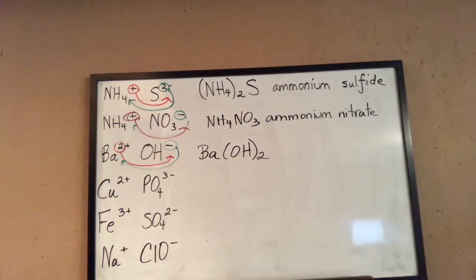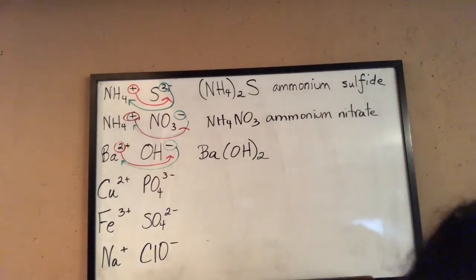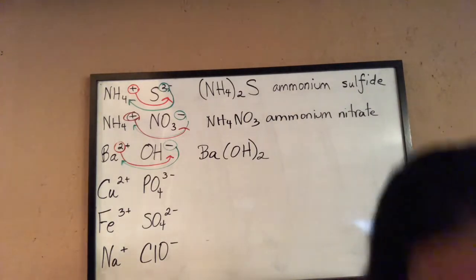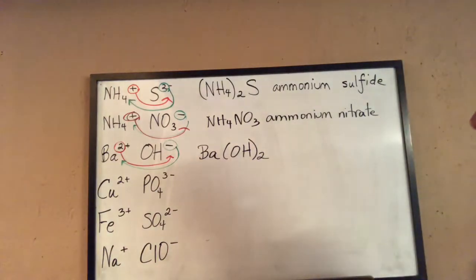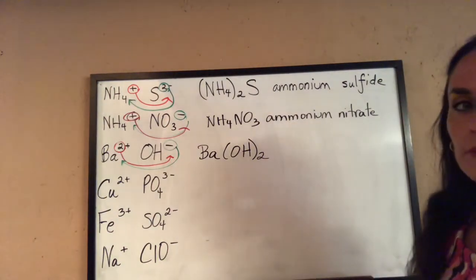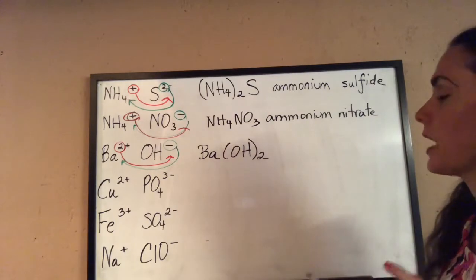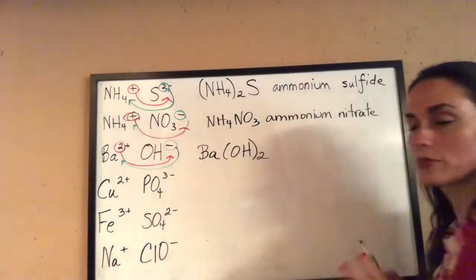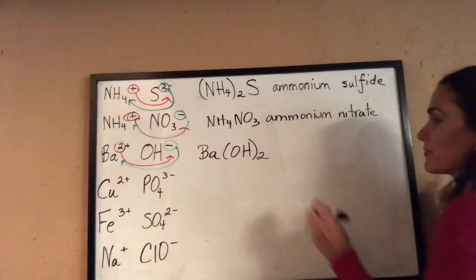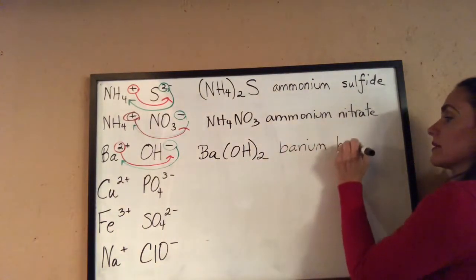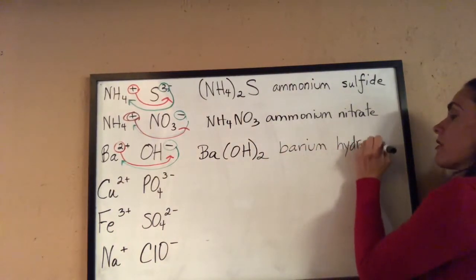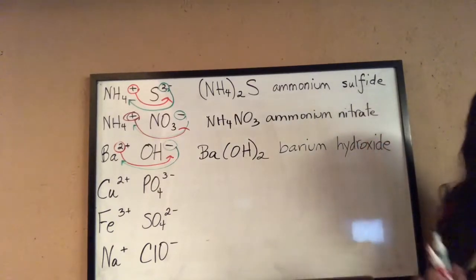Thiocyanate is another one that's polyatomic that doesn't have any subscripts. Cyanide is polyatomic, 1 carbon, 1 nitrogen. So there are ions that are polyatomic, more than 1 atom, but they don't have the little subscripts because that's not what they're made of. Barium hydroxide would be the name of this ionic compound.